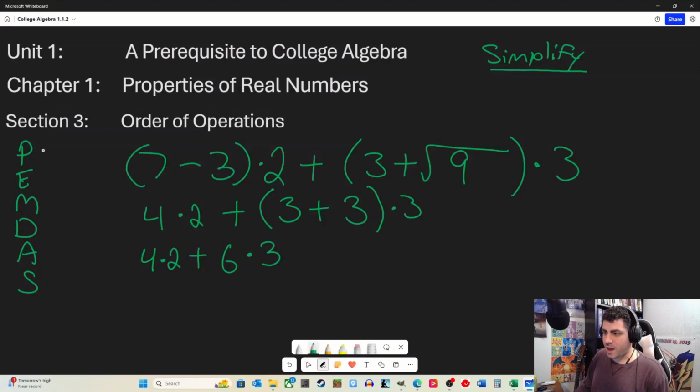We move down. I don't see any exponents out here. Now we move on to multiplication. So 2 times 4 is 8 plus 6 times 3 is 18. Now we have 18 plus 8 equals 24.